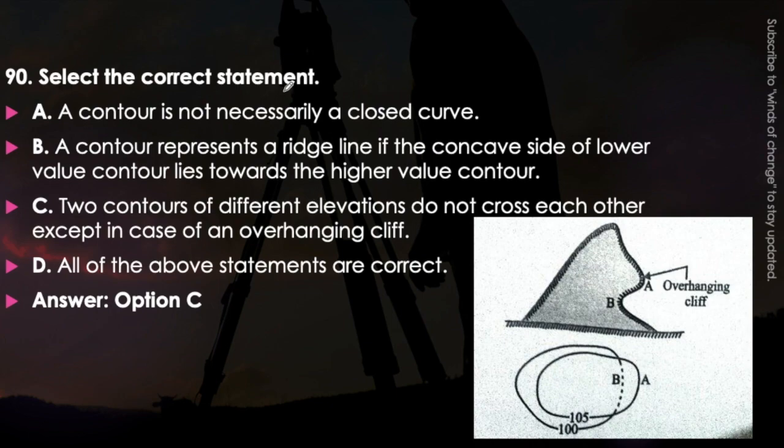A contour is not necessarily a closed curve. It is also an incorrect statement. A contour will always be a closed curve. Maybe it cannot be obtained onto a map, but it will always be a closed curve. A contour represents a ridge line if the concave side of the lower value contour lies towards the higher value contour, which is totally incorrect. In this case, a contour represents a ridge line if the convex side of the lower value contour lies towards the higher value contour. So you can easily obtain what this statement says. If you draw the contour, you will be easily able to answer it.